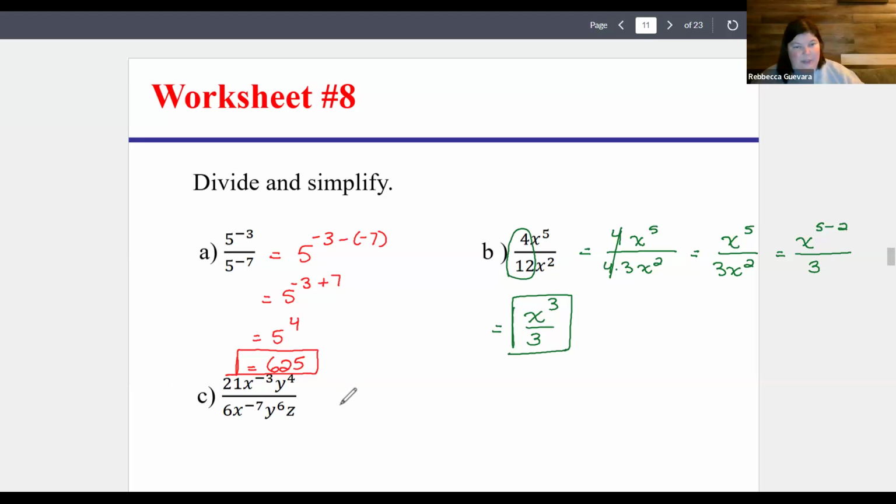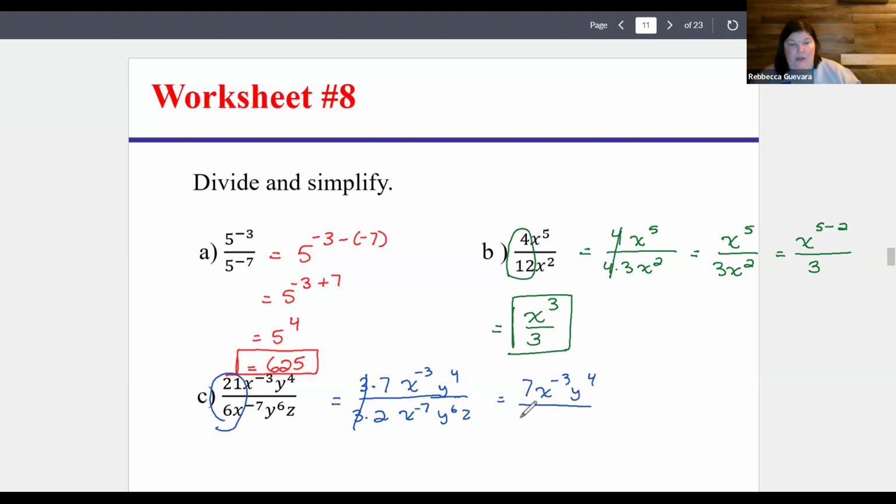All right, and C is probably going to be a little more work. So we got 21/6. Both of those are divisible by 3 because this is 3 times 7 and this is 3 times 2. And then we're going to come back to the x's and y's and z's. So those cancel out, and it's just 7 x to the negative 3 y to the 4th over 2 x to the negative 7 y to the 6 z.